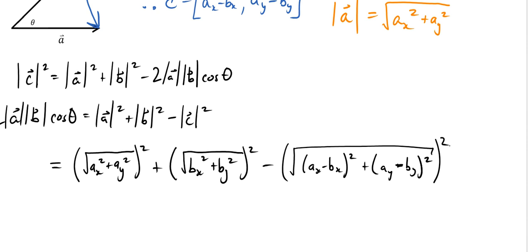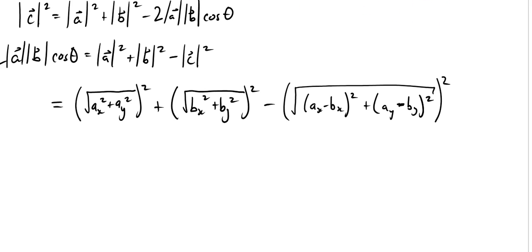Are we okay with this step? All right, we're going to drop those square roots and we're going to do some expanding. So I've got ax squared plus ay squared plus bx squared plus by squared. Those x's and y's are supposed to be subscripts, right? That one doesn't look like it, but it's supposed to be small subscript.